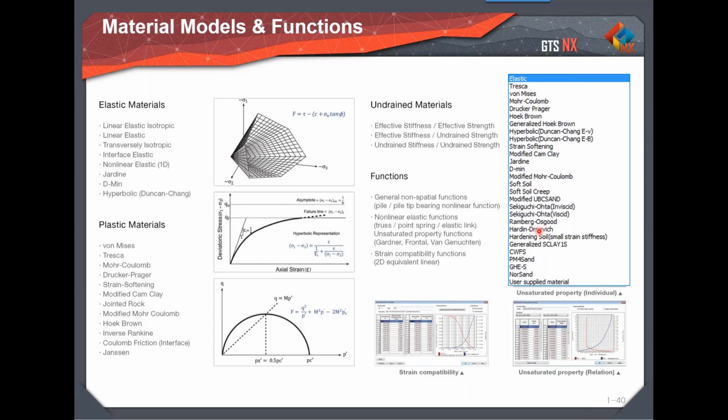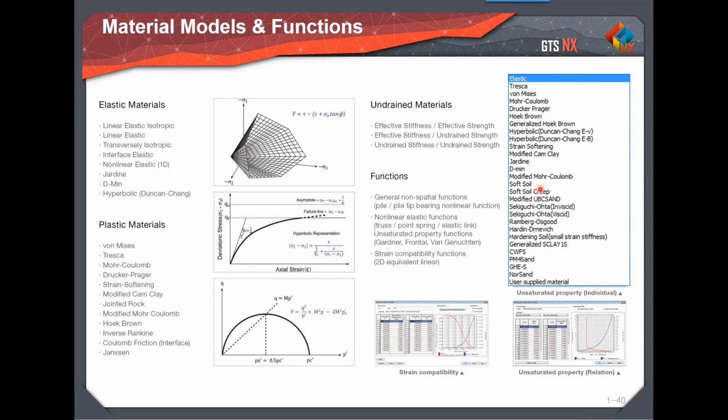And since you're also interested in dynamic analysis, let's say you're interested in a liquefaction study, in that case, you can go for modified UBC sand, or you can go for PM4 sand. And in case of static liquefaction study, you can go for NorSand as well. And let's say you want to consider the hysteresis behavior of the model. In that case, you can go for hardening Masing or Ramberg-Osgood, or hardening soil with small strain stiffness as well. So basically, we have a huge list of material models.